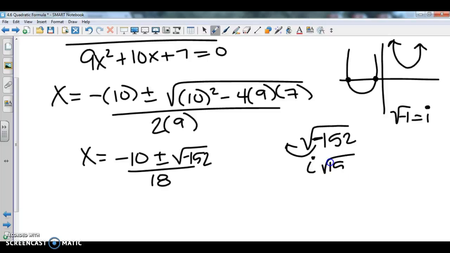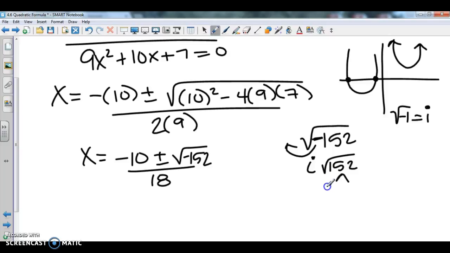So you have i square root of 152. Now we're going to deal with the radical just as we used to. Just keep the i in the front because it's imaginary. That's all it says, it's an imaginary number. You can try to type in the square root of 152. It's not a perfect square root, so we're going to break it down.